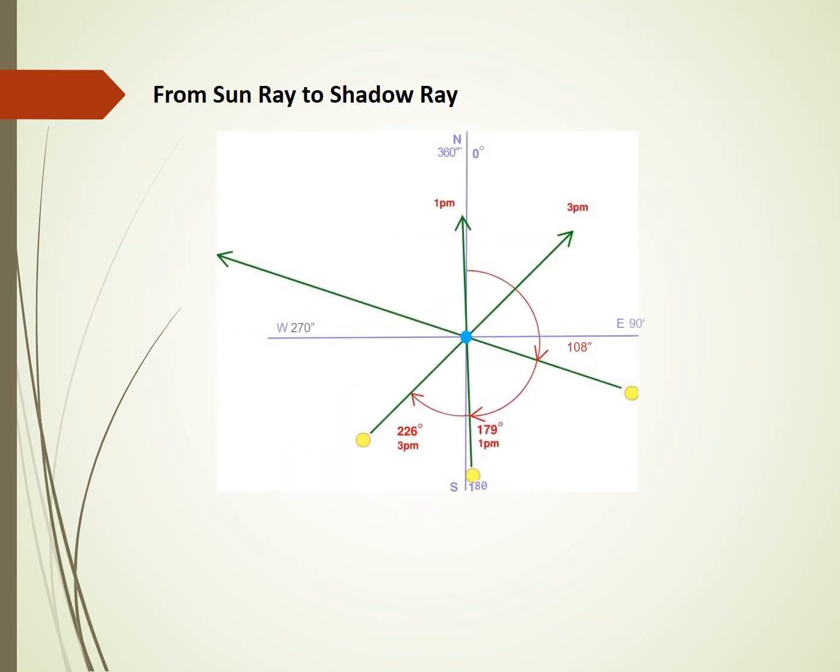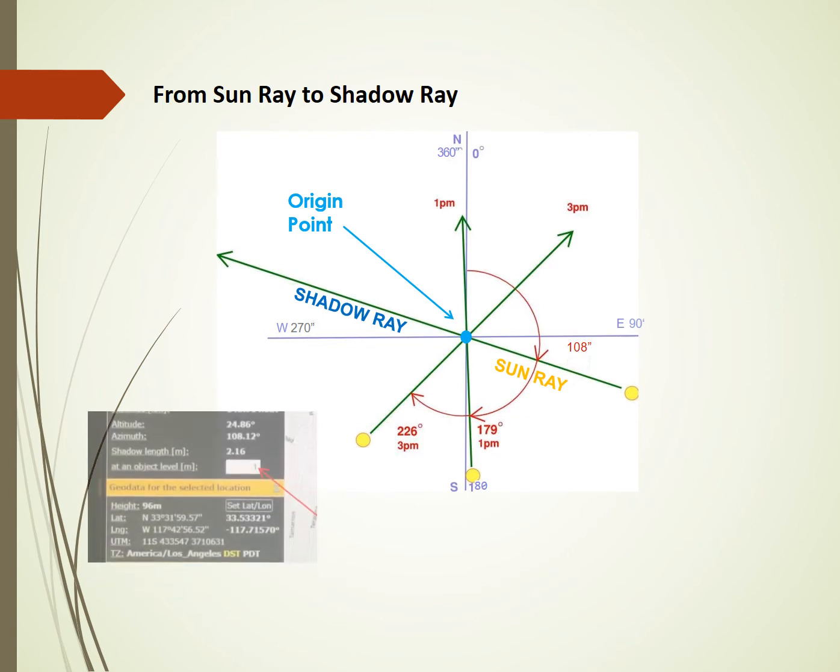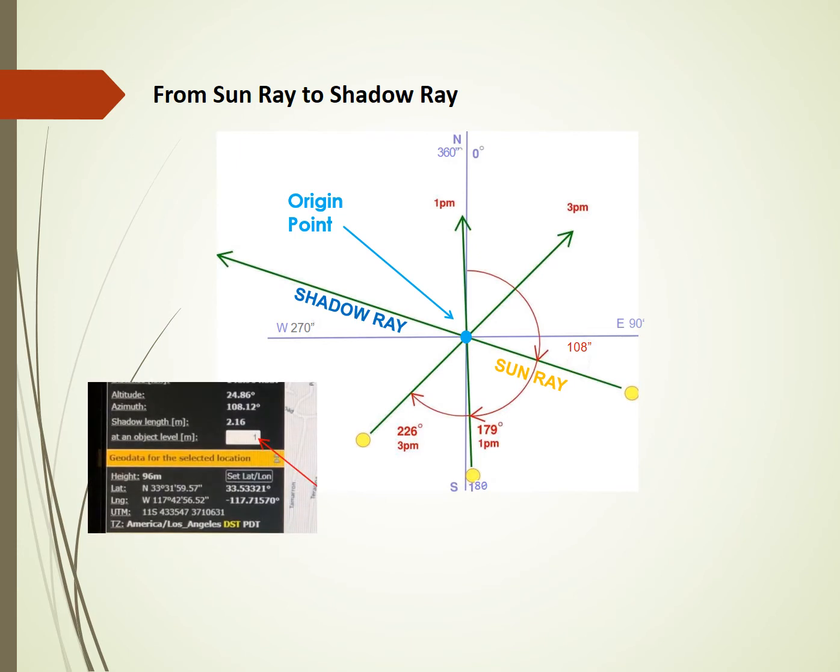Note that when your sun ray passes the origin point in plan view, it has passed over a corner of an object located there, such as a building corner. The line now becomes a shadow ray that will continue until it hits the ground. You determine where it hits the ground when you assign an object height and multiply that height by the shadow length multiplier. There it is.